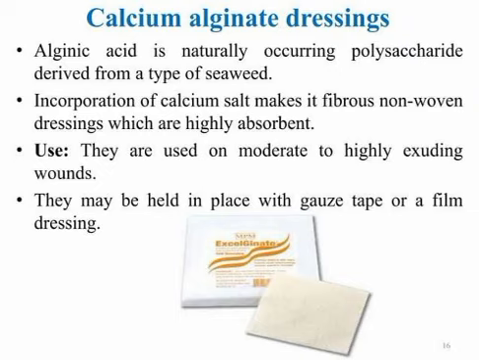The next one is calcium alginate dressings. Alginic acid is a polysaccharide derivative derived from seaweeds, and the incorporation of calcium salt makes it more fibrous and highly absorbent. It is very absorbent, so the exudate can be easily absorbed, along with the secondary dressings. It is also held in place with gauze tack or a film dressing. So these are the pictures of calcium alginate dressings.